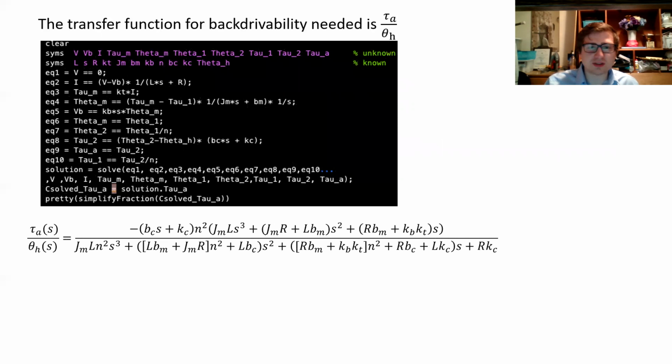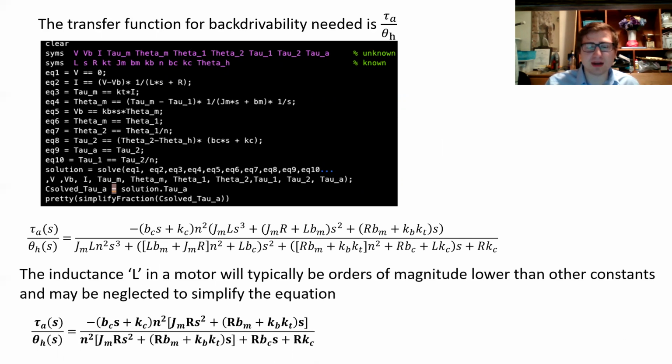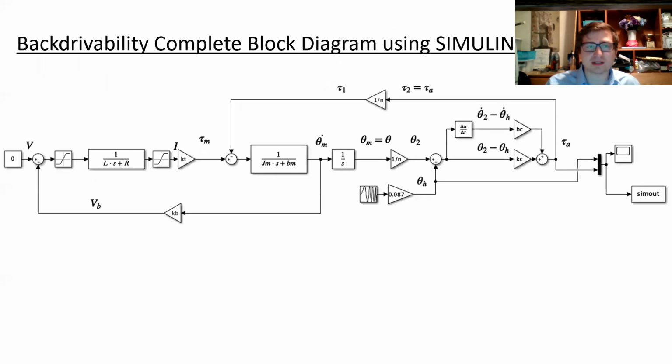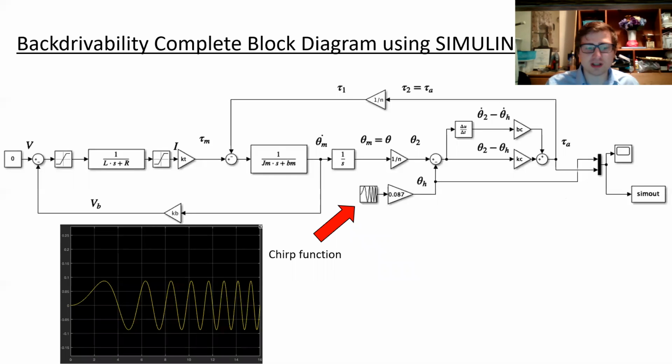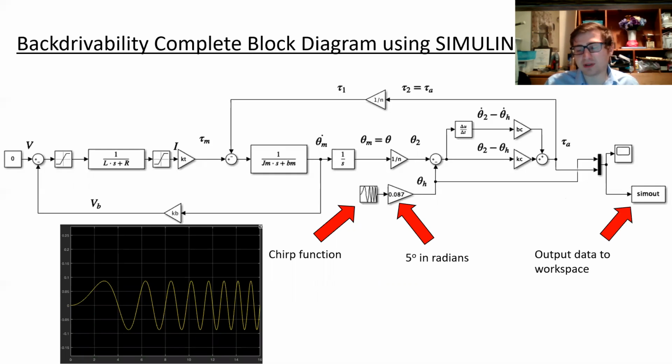To solve this transfer function, I used a symbolic editor in MATLAB, and it spits out this transfer function. But because the inductance is many orders of magnitude smaller than the other terms, such as the resistors, it can be neglected, and you get this much more elegant transfer function. This is what the whole thing looks like when you put it together. You might be wondering what this thing is. Well, it's a chirp function. It's a way that we can oscillate the input while also cranking up the frequency. This is just 5 degrees in radians. This is the output data to the workspace. And this is just to see a quick graph of what you have.